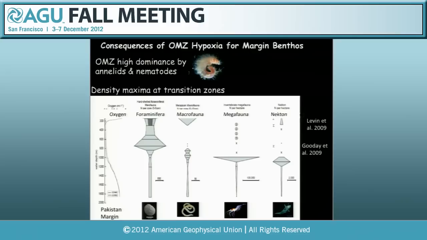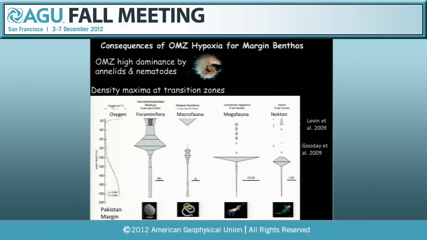In the core region, we often have protozoa, like foraminifera, dominating. As oxygen increases just slightly, we pick up smaller macrofaunal animals, and just below that, high densities of mobile megafauna, and just below that, the mobile nekton fishes. Each of these is increasing in body size. They each have different oxygen tolerance thresholds, and each probably benefits from the absence of the larger predator. That's why we see these density maxima.